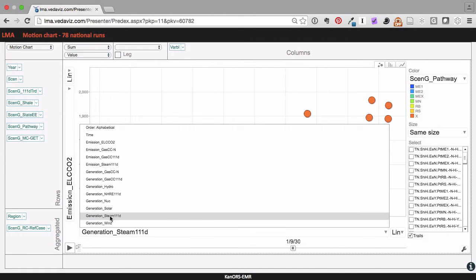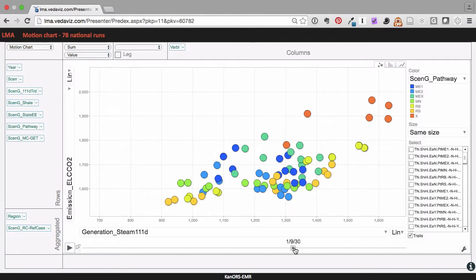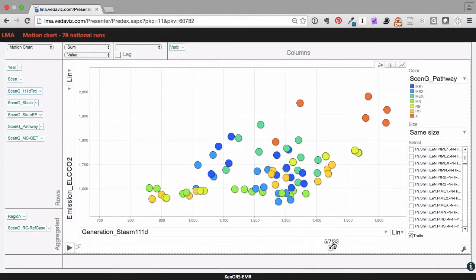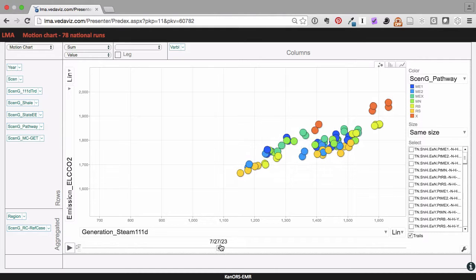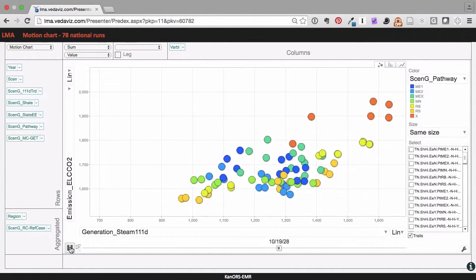So right now I have the X-axis set to generation from covered steam power plants, and the Y-axis is set to total power sector emissions, or ELC CO2. With this slider, I set the point in time that we're looking at, and we can move the scenarios forward and backward in time, and we can also play the scenarios forward in time and watch them evolve.